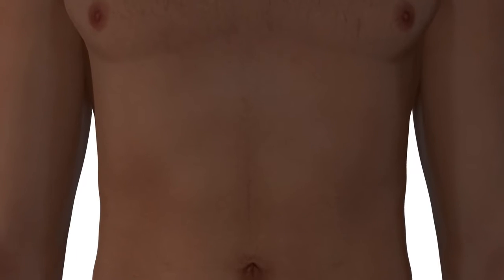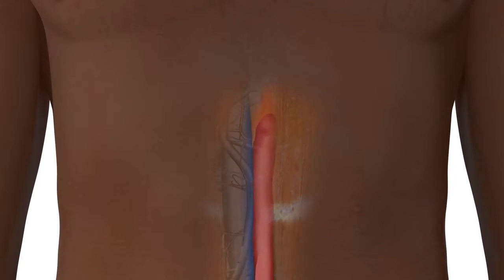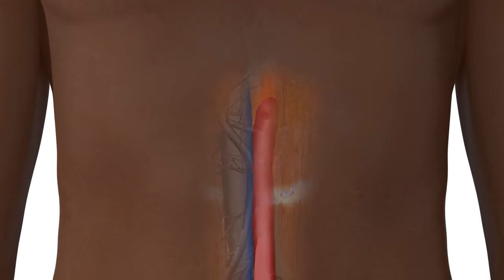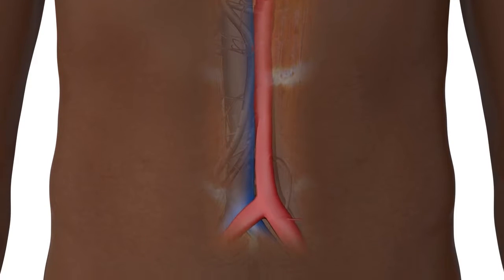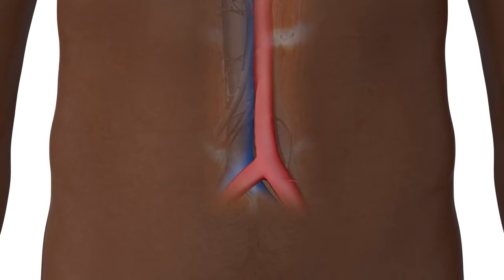The abdominal aorta is a retroperitoneal structure. It enters the abdominal cavity through the aortic hiatus. It is widest at the proximal region and is narrowest at its distal end before it bifurcates into the left and right common iliac arteries.